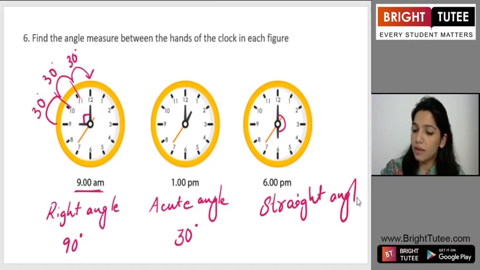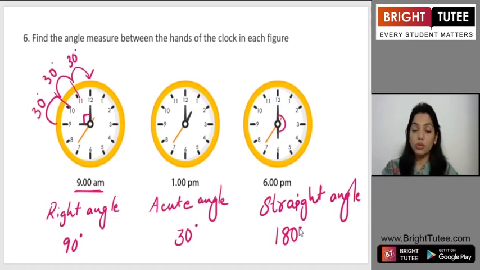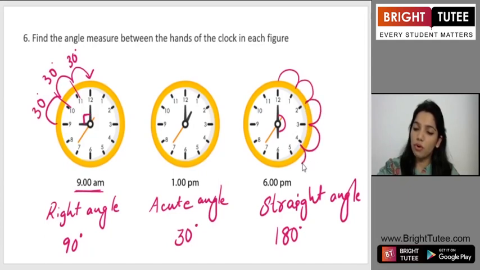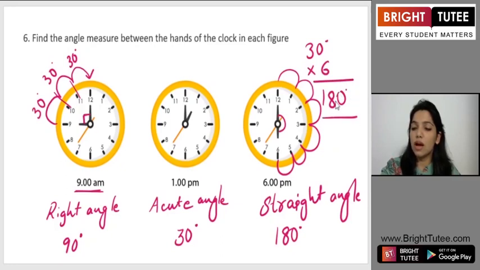angle. And what is the measure of a straight angle? It is 180 degrees. You can also check your answer. Look how many jumps there are from 12 to 1. 1, 2, 3, 4, 5, 6 jumps. Each jump is 30 degrees. And we have made 6 such jumps. So what is 30 times 6? It is 180. So the total is 180 degrees. I hope this is clear, and with this we have understood our lesson of reflex, acute and obtuse angles really well.